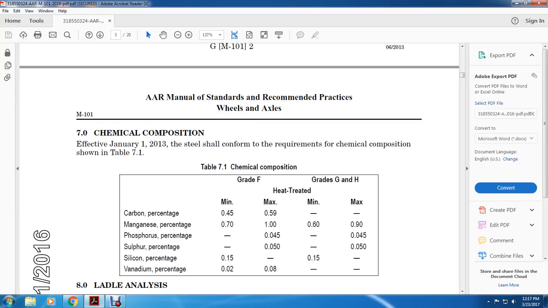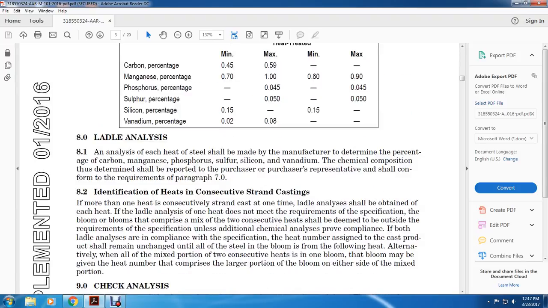Silicon percentage minimum 0.15, and for grade F and grade H. Vanadium percentage 0.20 and 0.08 maximum, each in grade F.